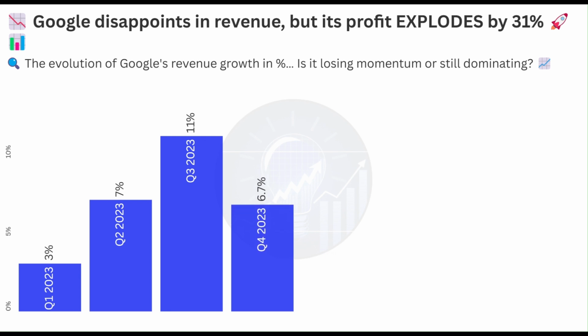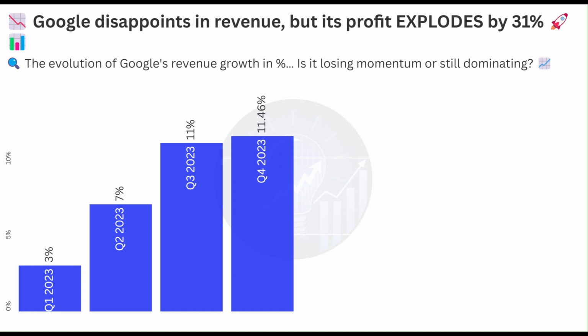Another relevant aspect is Alphabet's revenue diversification. Although advertising remains its main source of income, the company is exploring new areas such as quantum computing, subscription services, and hardware development. While these initiatives currently represent a smaller portion of total revenues, their growth could reduce Alphabet's long-term reliance on the ad business.